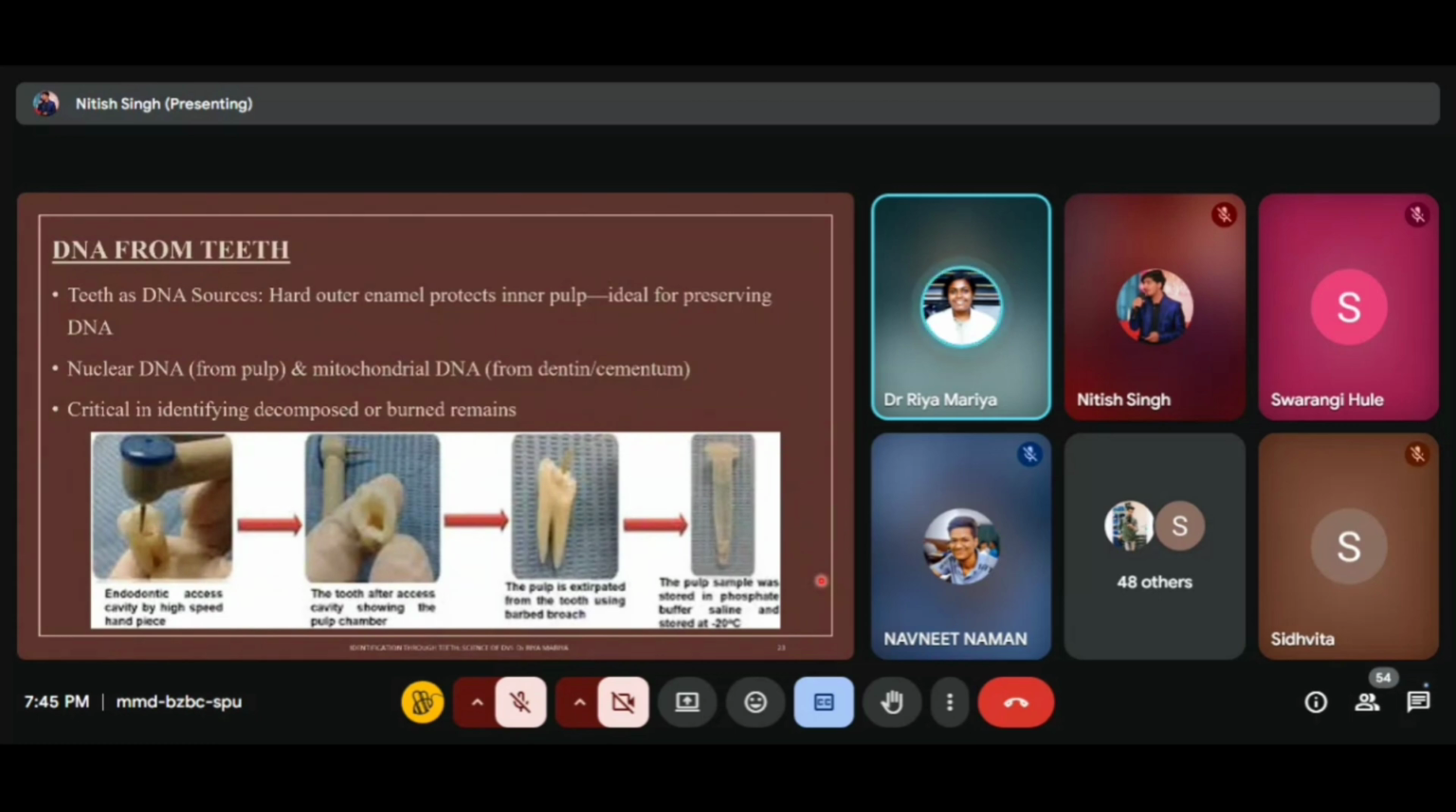Only the DNA extraction process is shown here. The analysis part is different. There is much more to learn, but for the time being, just understand that DNA can be extracted from a tooth. Okay, questions in the chat box we'll look at the end of the session. Okay, change.